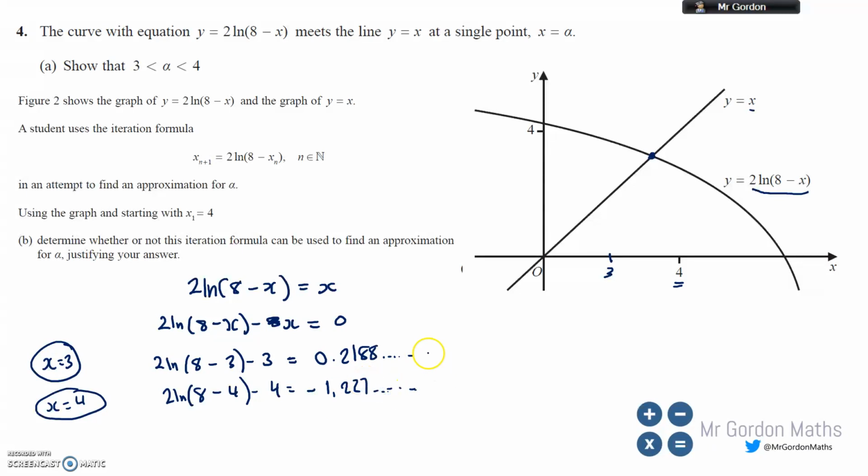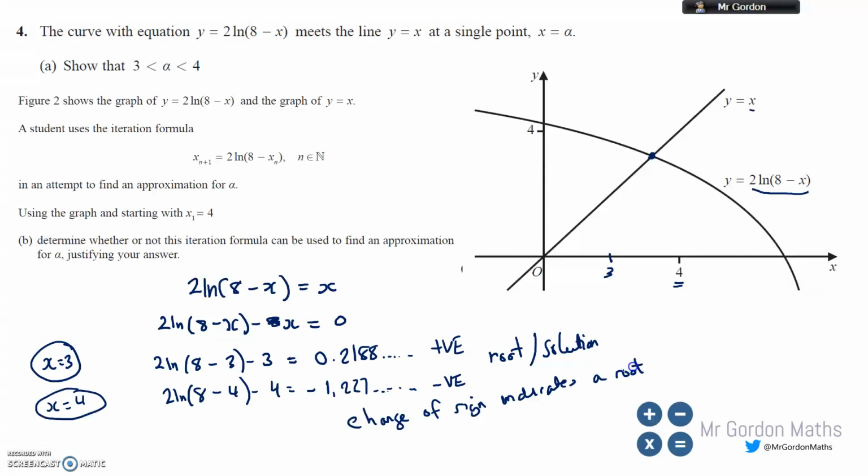So we've gone from a positive value to a negative value, and that indicates a root between the two values, or a solution to our intersection between 3 and 4. That's enough. So a change of sign indicates a root, which shows it's evident that there is a root there.